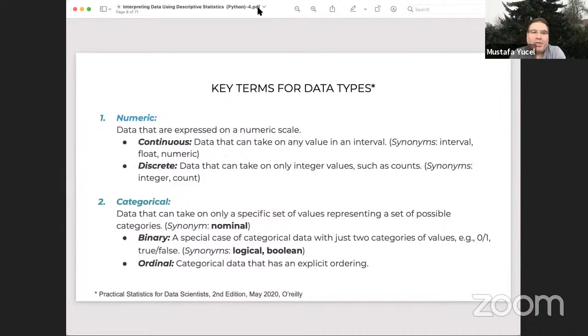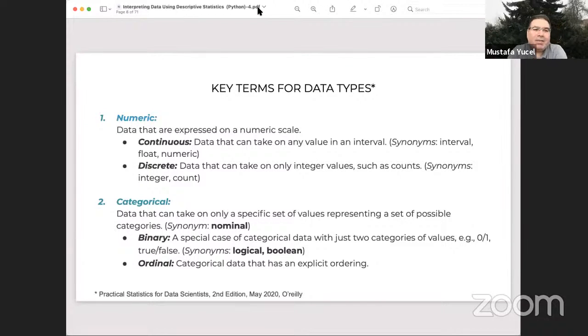When we say numeric, those are data that are expressed on a numeric scale, and these are two categories: continuous and discrete data. When we say continuous, those are data that can take on any value in an interval. Those can be said interval or float or numeric data. When we say discrete, we mean data that can take only integer values such as counts, number of people, number of cars, something like that. These are integer or count. When we deal with categorical data, which is a very important part of statistics and also in the advanced part of the study, it's an important part of machine learning.